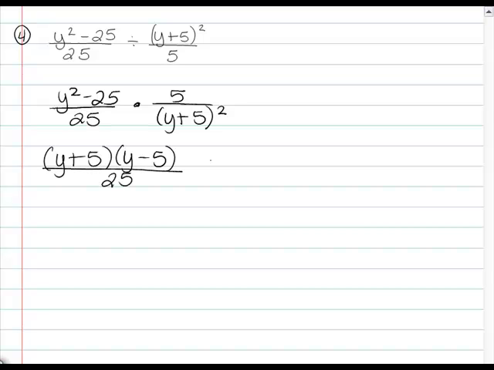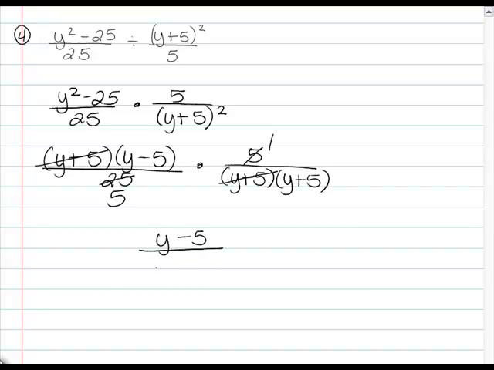over 25 times, we've got 5. Now, y plus 5 squared has already been factored for you, but what I do want you to do is write this out. Remember, when you square something, that means you're multiplying it by itself. So y plus 5 squared means y plus 5 times y plus 5. And that just makes it easier for you to cancel, because we've got 1 y plus 5 here and 1 down here. Remember, you can only cancel 1 to 1. We can also cancel our 5s. 25 would become 5. This on the top would become 1. So what we've got left on the top is y minus 5. On the bottom, we've got 5 times y plus 5. And there is our final answer.